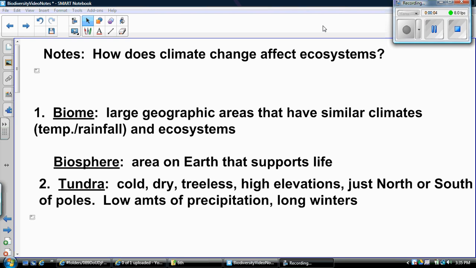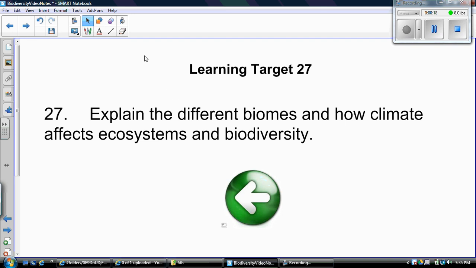Okay, so now that you have an understanding about how living things affect the flow of matter and energy in ecosystems, we're going to look at how climate can also affect ecosystems. So this goes with learning target 27: explain the different biomes and how climate affects ecosystems and how it can affect biodiversity.